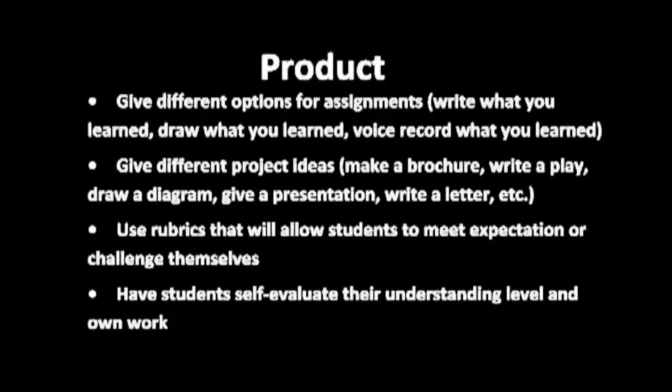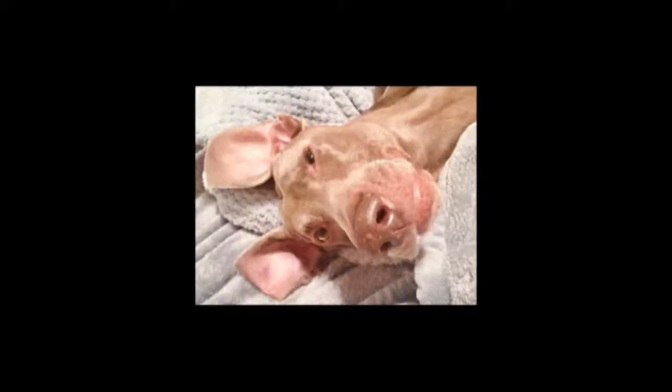Modified products is one of the easiest and most fun ways to differentiate. Products are the end result, and they look at how a student represents their learning. Some examples of how you can differentiate products are: give different options for assignments, write about what you learned, draw what you learned, record what you learned. Give different project ideas, make a brochure, write a play, draw a diagram, give a presentation, write a letter, etc. Harlow loves this idea because she won't fall asleep reading the same essay over and over.